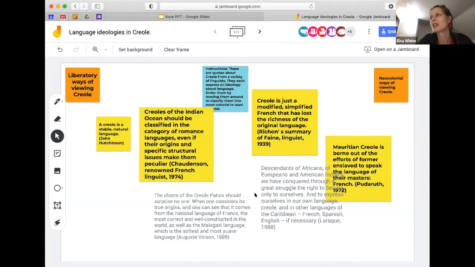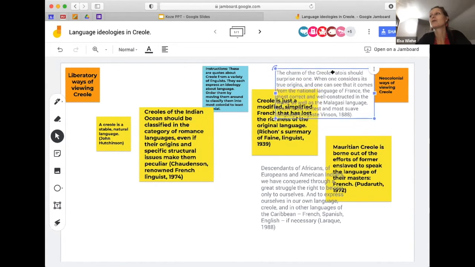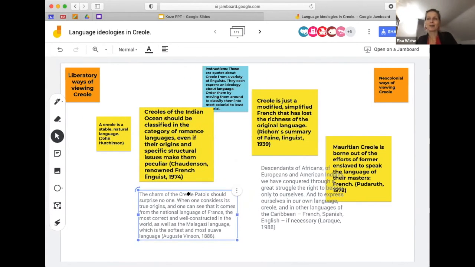The way this would work is that you would take a quote: "The charm of the Creole patois should surprise no one, when one considers its true origin, and one can see that it comes from the national language of France, the most correct and well-constructed in the world, as well as the Malagasy language, which is the softest and most suave language." Would you put this closer to a liberatory way? Would you put this here? Anybody want to choose a quote and move it?